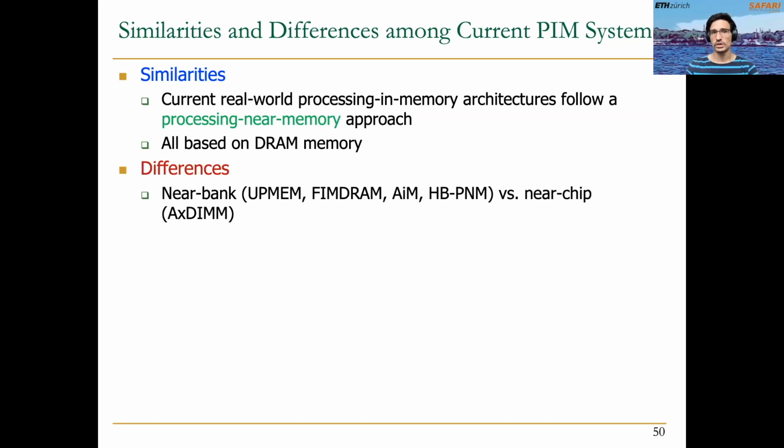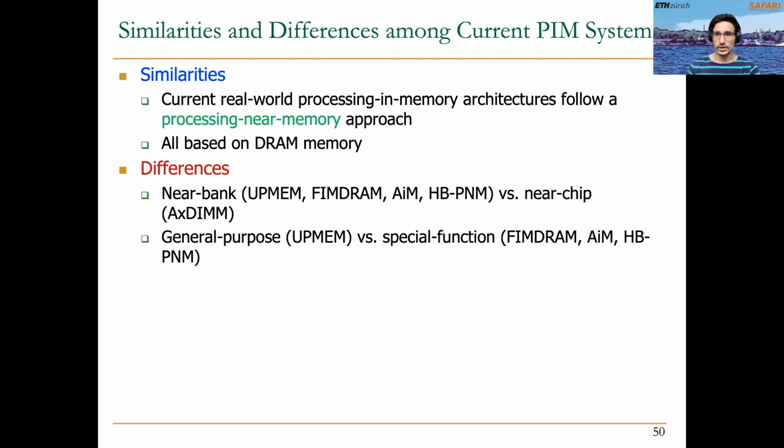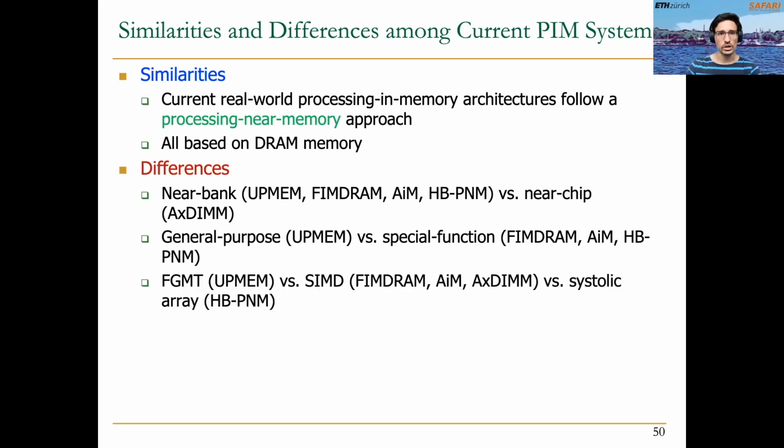However, there are differences among these architectures as well, even though most of them, we can say that they are nearby, like HB-PNM, FIMDRAM, AIM, or this HB-PNM that we have presented today. We also have AXDIM that is near chip, or on-DIM, or near rank, as you may prefer. It's also the different processing elements that they have. In HB-PNM, we have general purpose cores, while in the other architecture, they are more like special function units, because they have been presented, prototyped, and tested for specific applications, either neural networks or recommendation systems.